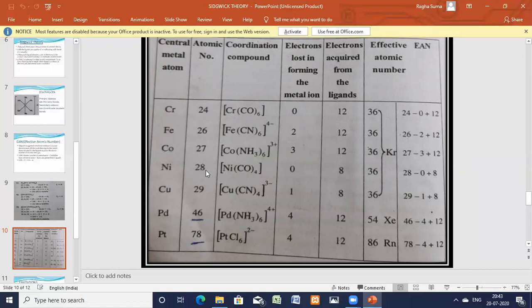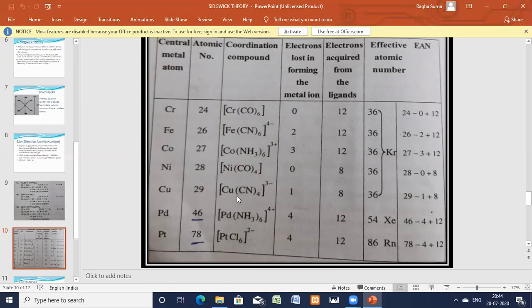Now, similarly, nickel tetracarbonyl, previously I have explained this example, you are getting 36. Similarly, the tetracyanocuprate anion complex, you'll be getting here 36. So 29 is the atomic number, plus 1 is the oxidation state. How are you getting plus 1? See, 4 into minus 1, minus 4, x minus 4 is equal to minus 3.